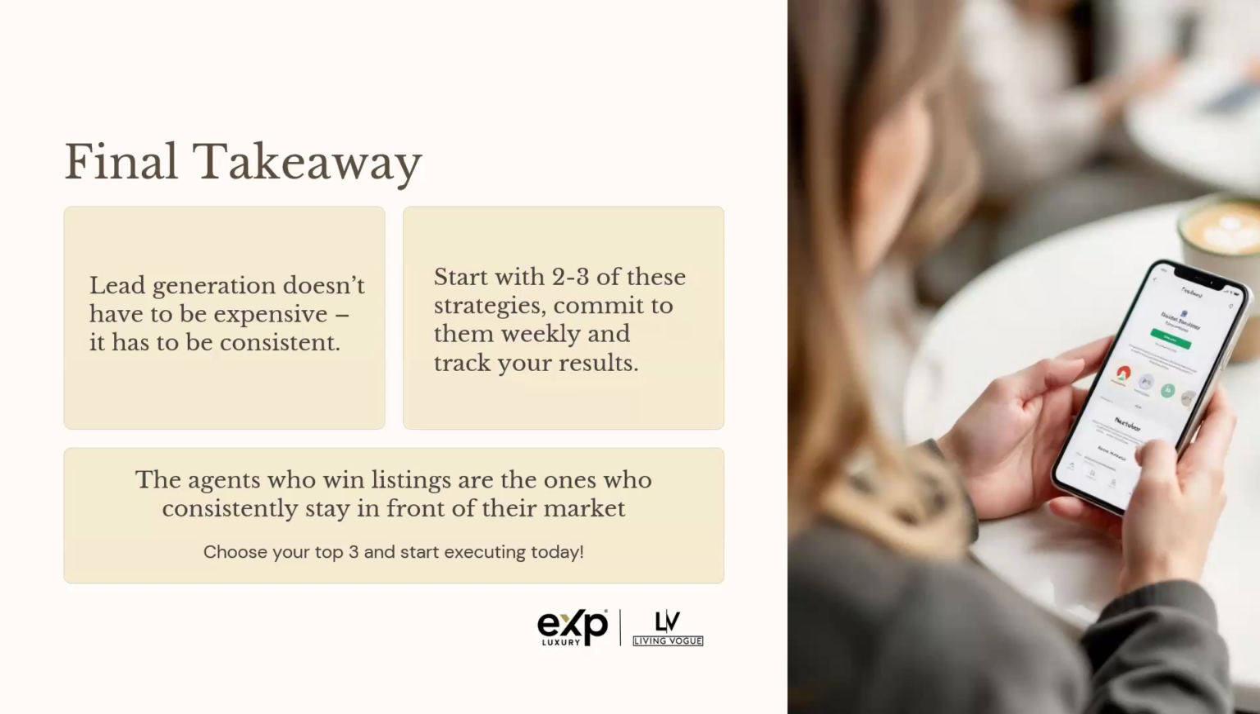And make sure that you are consistently modifying your message if you're not seeing results quick enough. Okay. So, about every month, every 2 months, you should be refining your message if you're not really getting the response you're looking for. Okay. Start with 2 to 3 of these strategies, commit to them weekly, and track your results. Now, I say start with 2 to 3 of these strategies. If you're already doing 2 to 3 of these strategies consistently, what can you add to it? All right. What other skill can you add to your lead generation strategy to get you to that next level? Okay. Don't stop doing the 2 to 3 things you're already doing, just add to it.